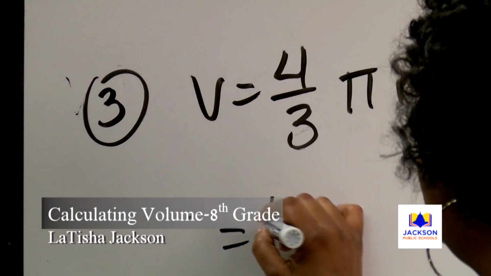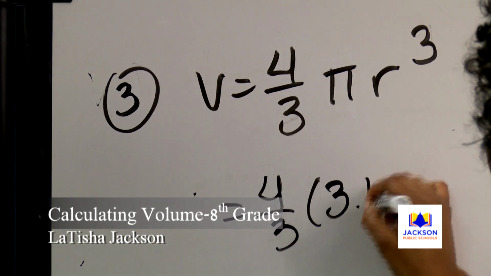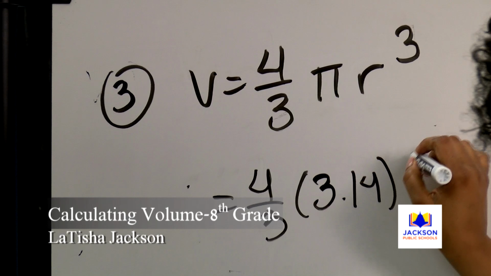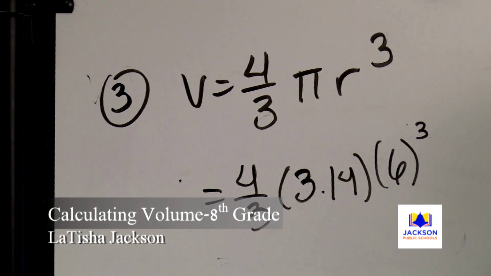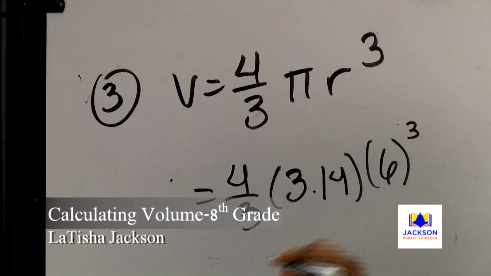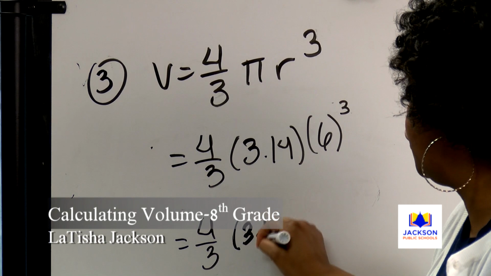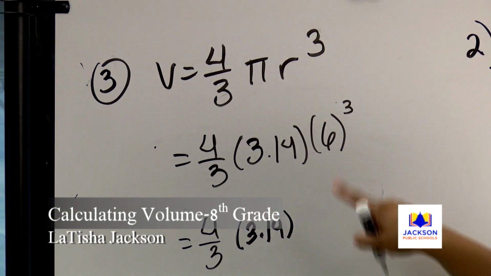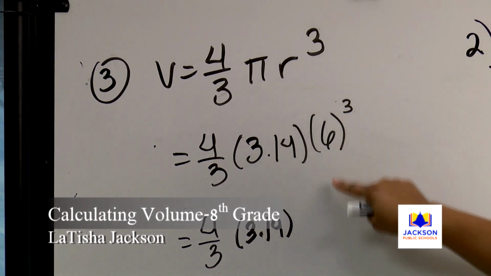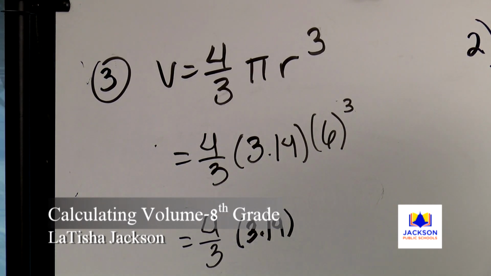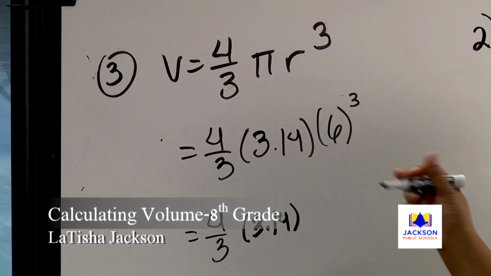So 4/3, we know for pi, we approximate it to be 3.14. And then we'll have 6 cubed. We're going to simplify this first. So it'll be 4/3, 3.14. And do not say 6 times 3. We know that's not right. It's not 18. If you don't know what 6 times 6 times 6 is, just put it in your calculator. So we do 6 times 6 times 6, and we get 216.